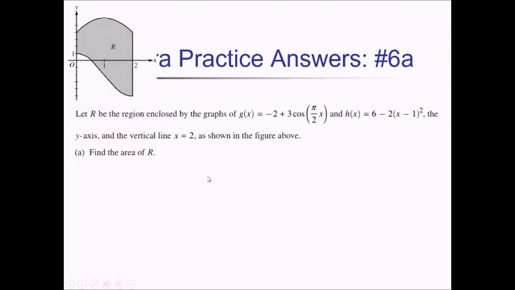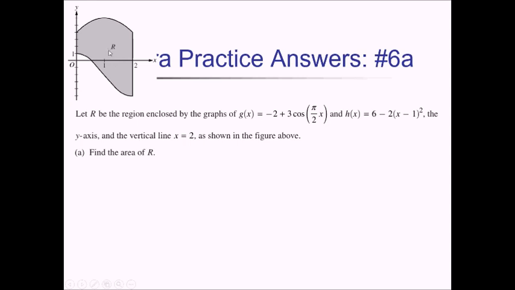For this no calculator free response problem, we've got this region R enclosed by the g of x and h of x functions. And we also have the y-axis and the vertical line x equals 2, so that's 4 sides to this thing. First task is to find the area of R.